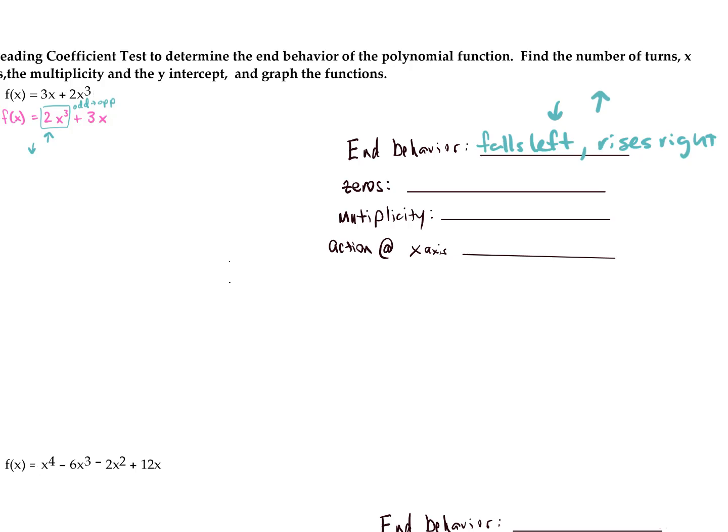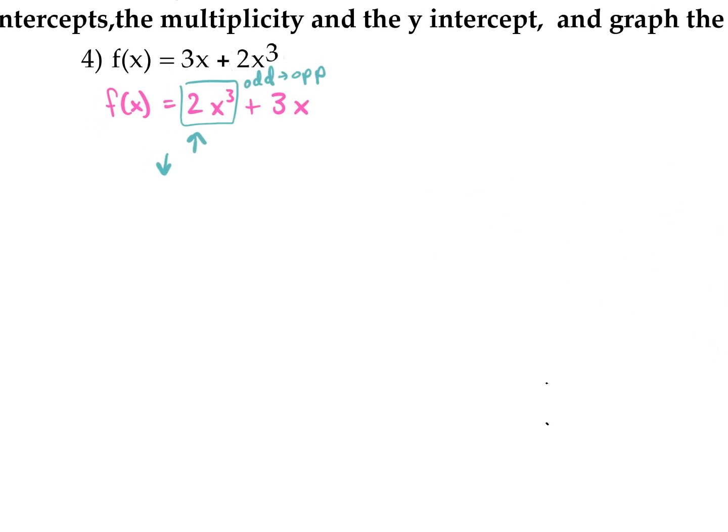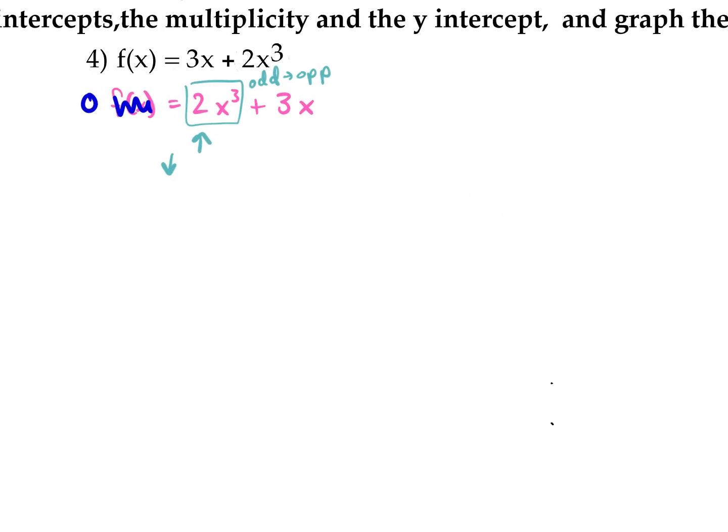Let's find our zeros next. What would we do to find the zeros? Equal it to 0. And then what?